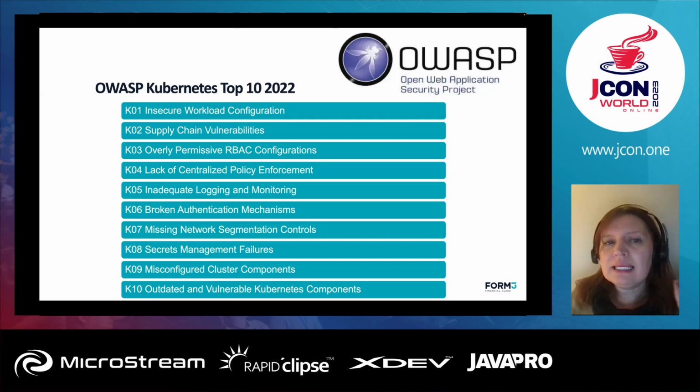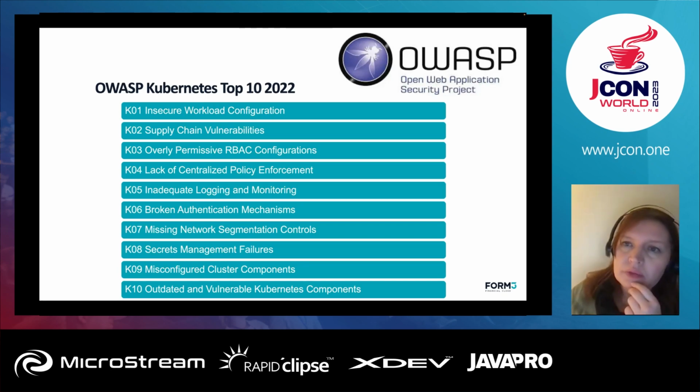So only last year, for the very first time, they published this top 10 list of security risks for Kubernetes. So let's take a look at the chart toppers. And here let's focus on number one, which will be a theme for today's presentation. So number one is about insecure workload configuration.